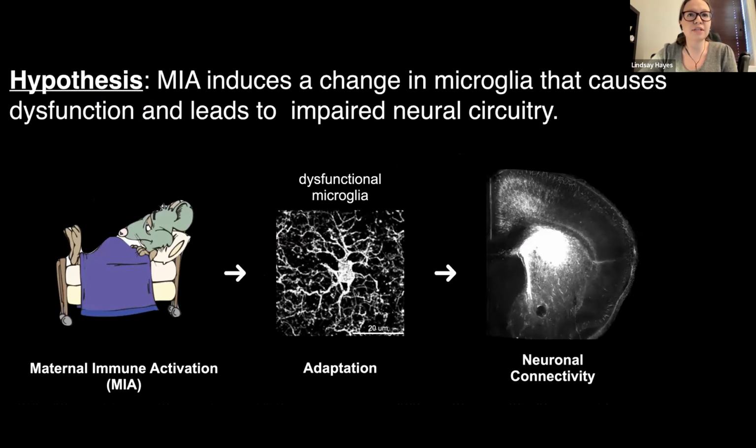To do this, I used a translational mouse model based on the human epidemiologic data called maternal immune activation, or MIA, which is what I'll call it throughout the talk, in which pregnant mice get sick during gestation, and then we evaluate the microglia of the brain in the offspring. And so I hypothesized that MIA would lead to a change in microglia, and that these impaired microglia would be unable to do their normal tasks, and then would lead to an impairment in neuronal circuit development.